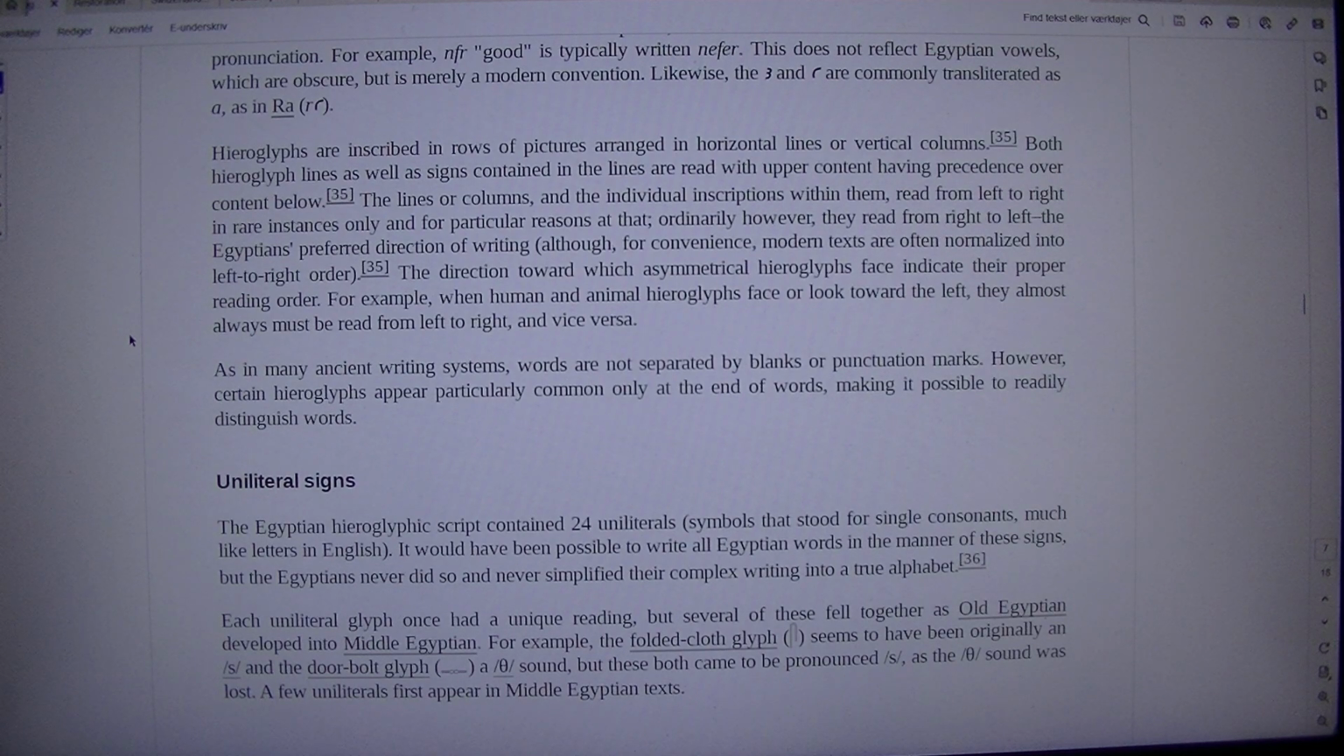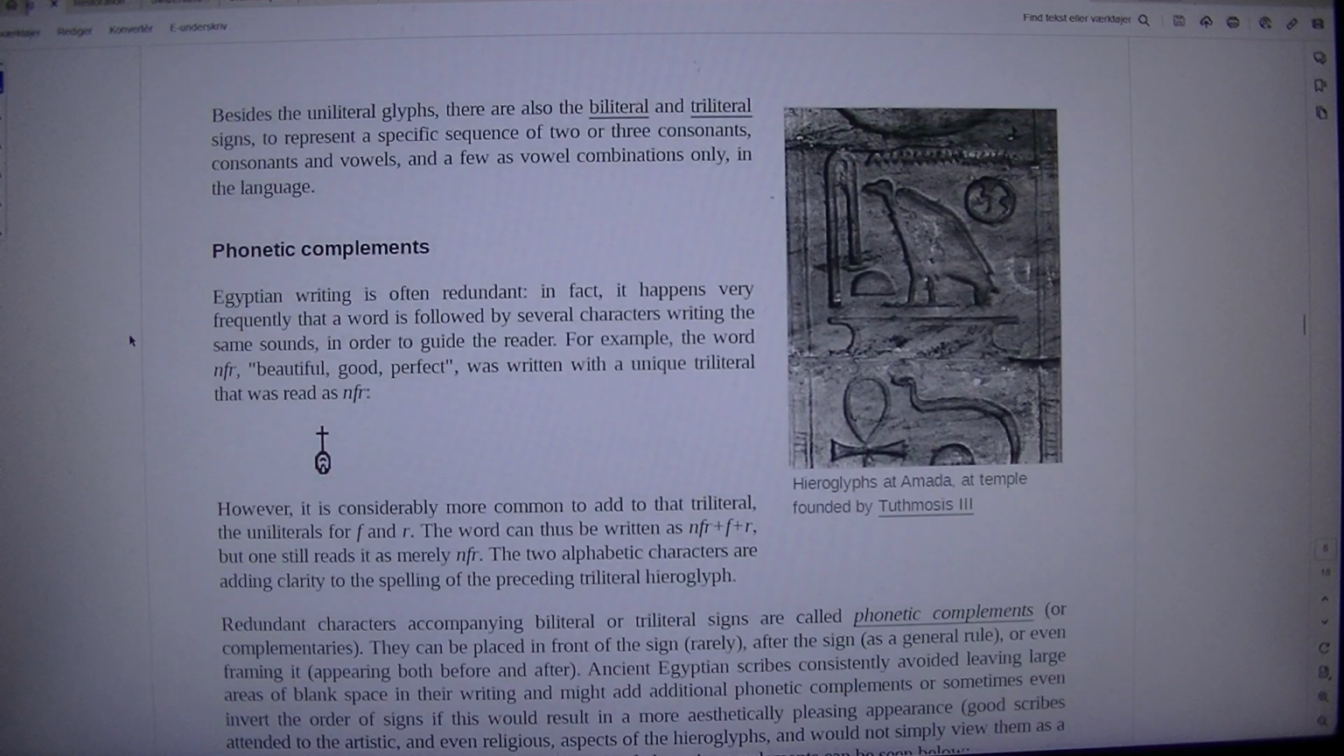36. Each unilateral glyph once had a unique reading, but several of these fell together as Old Egyptian developed into Middle Egyptian. For example, the folded cloth glyph seems to have been originally /s/ and the door bolt glyph a /theta/ sound, but these both came to be pronounced /s/ as the /theta/ sound was lost. A few unilaterals first appear in Middle Egyptian texts. Hieroglyphs at Amada, a temple founded by Thutmose III.